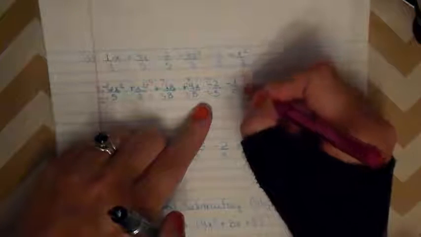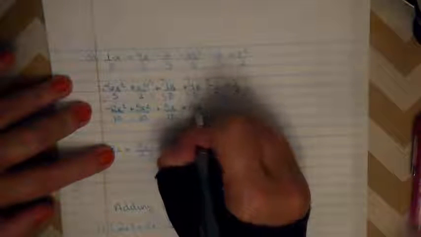And then again here, I do the same thing. So I'll have negative 12x squared over 10 plus 5x squared over 10 plus 5x over 15 plus 12x over 15 minus 6 over 15 minus 1 over 15.